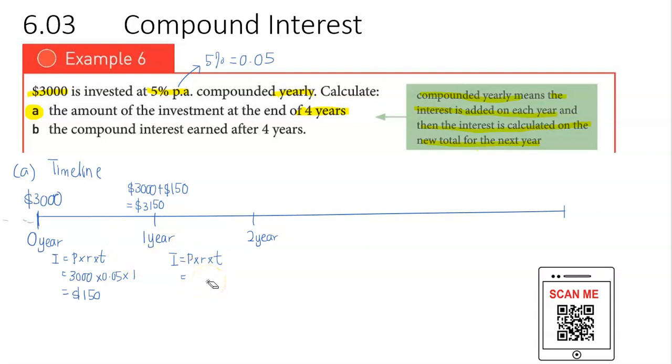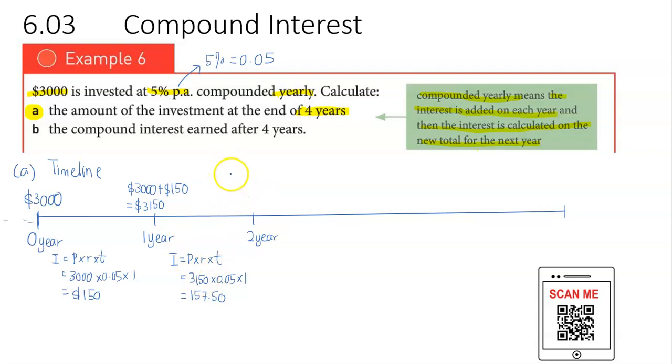It's no longer 3,000. So it's 3150 times the same interest rate 0.05 and the duration 1 year, until 2 year. How many duration? Just one only. So times 1 again. So you get the value 157.5. So you just have to use your calculator to calculate.